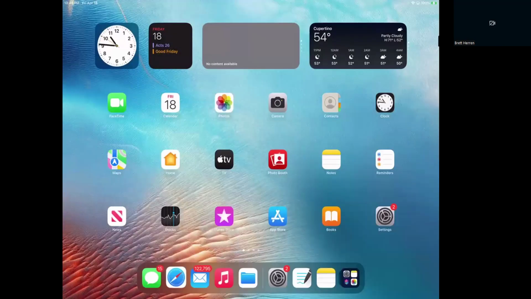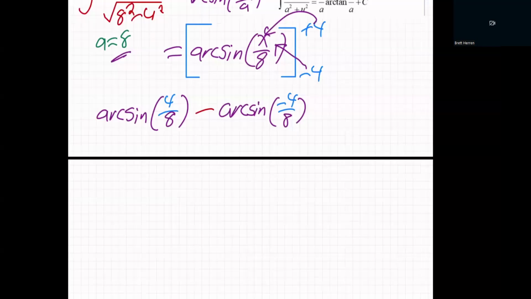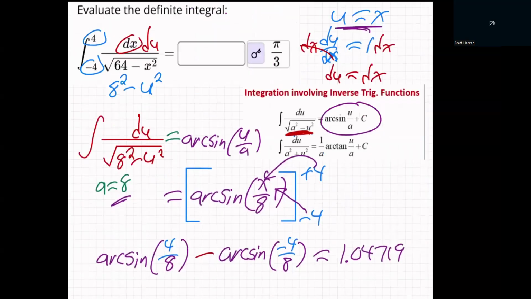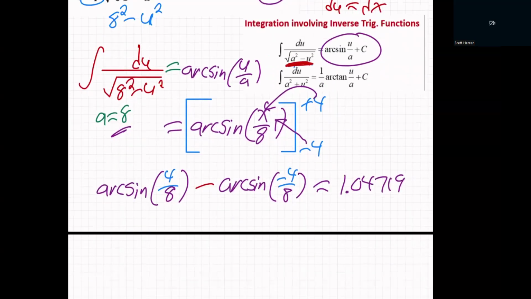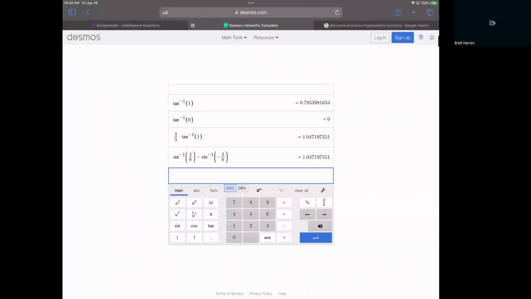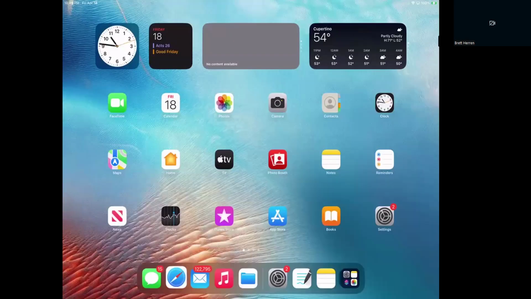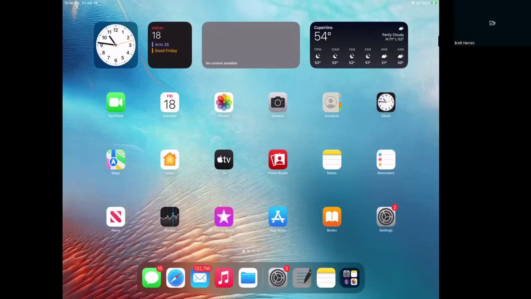1.04719. Is that what they got? Oh, they said pi over 3. Is that the same thing? It absolutely is. Let me prove it to you. So pi over 3. See how that's exactly the same number? So you can say pi over 3, or you could say it this way. If you're wondering, how do they know it's pi over 3?